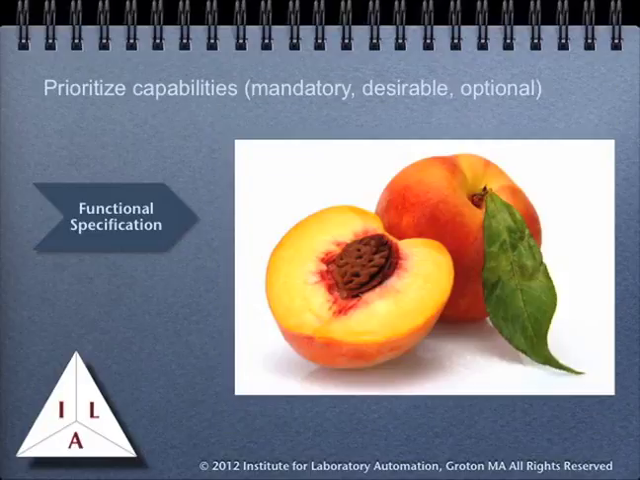I'd like to come back to this idea of prioritizing capabilities. Most projects at some point in their life cycle suddenly come against a hard reality of budget limitations or schedule, or both. The initial plan might look quite good, but things happen and plans have to be adjusted. That brings us to the peach.